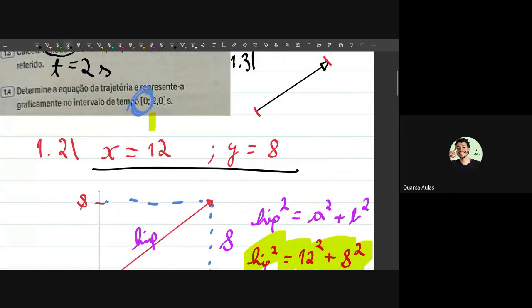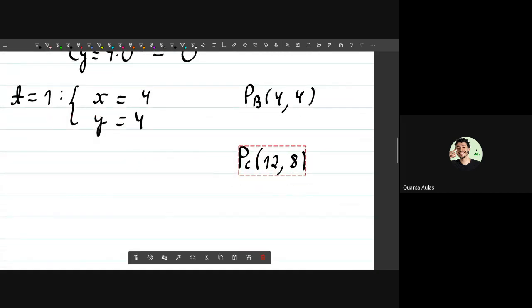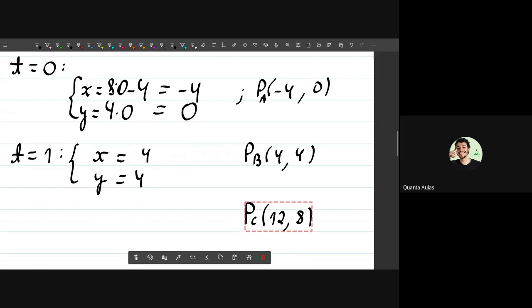Here. Okay. In this situation, we have the point when the time is 2. We have the point 12 and 8. All right. So I will write this here. And we have 3 points to draw our graph, okay?